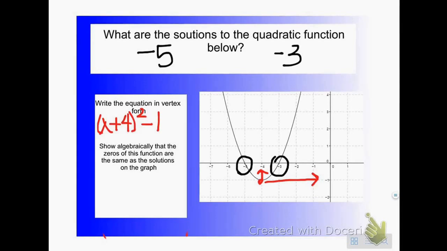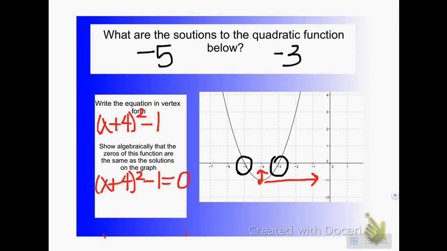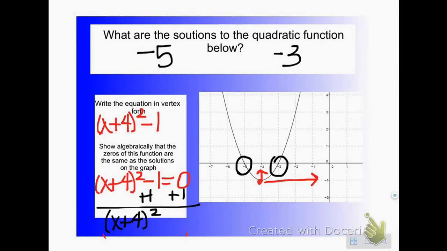So to show algebraically that the zeros are the same as the solutions, I'm going to set x plus 4 squared minus 1 equal to 0 and solve to find out if my solutions are the same. So the first thing I need to do is add 1 to eliminate the 1. So that's going to leave me x plus 4 squared, and 0 plus 1 is 1. Remember, the x's eliminate there.